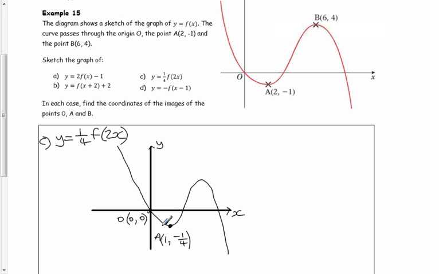If you remember, x kind of behaves in the opposite way that you would expect it to. There's a 2 inside the brackets. You might think the x values would be doubled, but they're not. They get halved. The quarter on the outside means the y coordinates get times by a quarter. So B up here, the x values get halved, so 6 becomes 3, and the y values get quartered, 4 becomes 1. So that's part C.